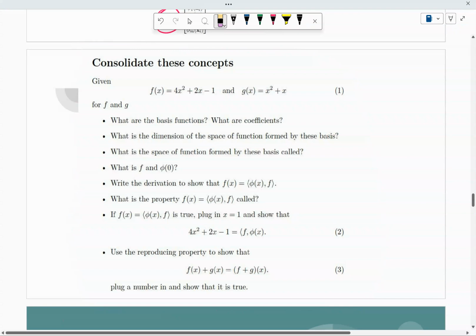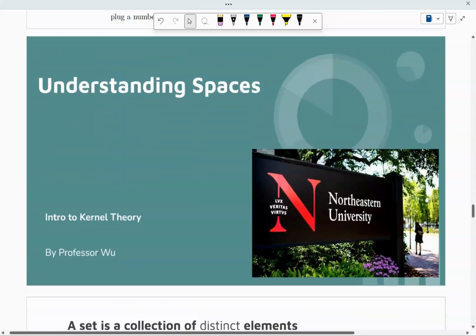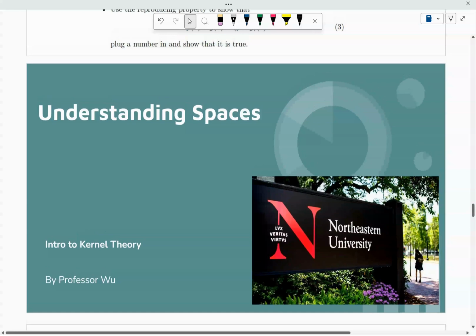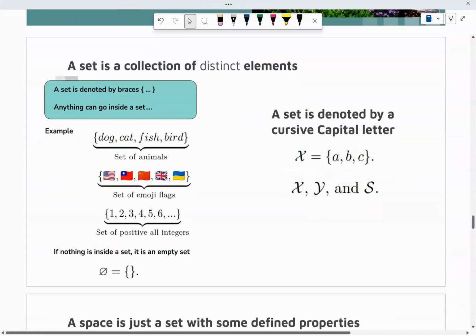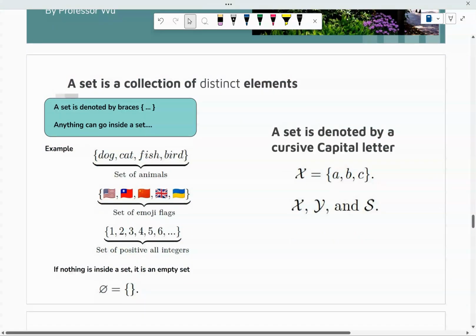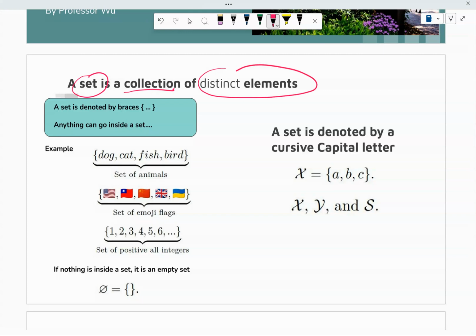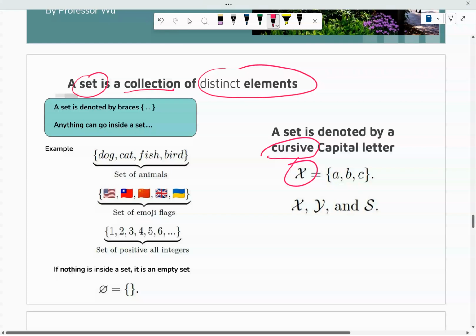Okay? Now, spaces. I keep talking about spaces. The spaces are really important. Now, we did this before. Let's go over it one more time. A set is a collection of distinct elements. So this is a set of animals, set of flags, set of numbers, right? And then we represent a set with a capital cursive letter. So this is a set. That's another set. There, that's yet another set.